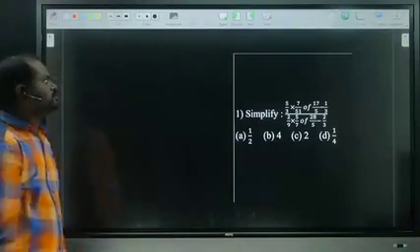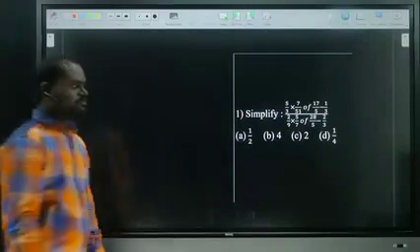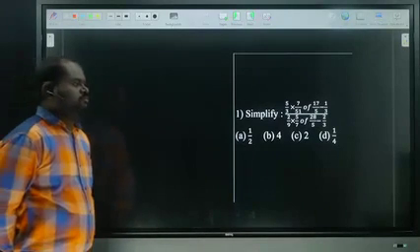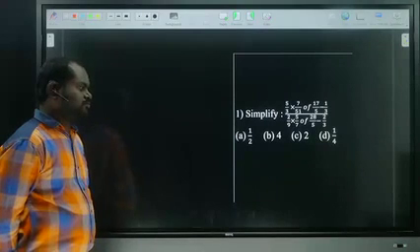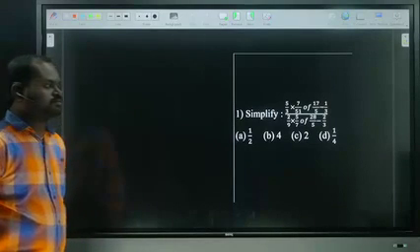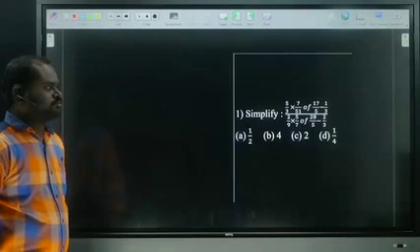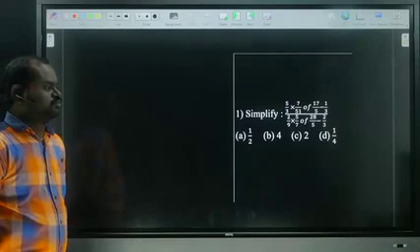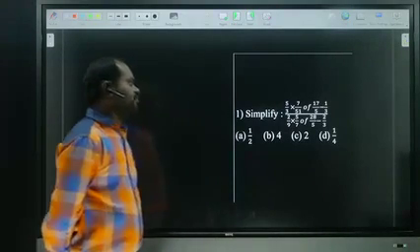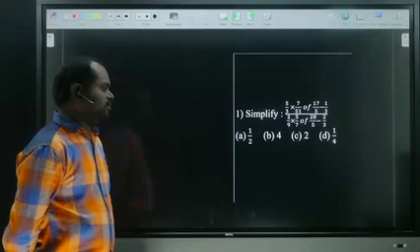Try this. 5 by 3 into 7 by 51 of 17 by 5 minus 1 by 3, divide by 2 by 9 into 5 by 7 of 28 by 5 minus 2 by 3. Tell me which option is for that.